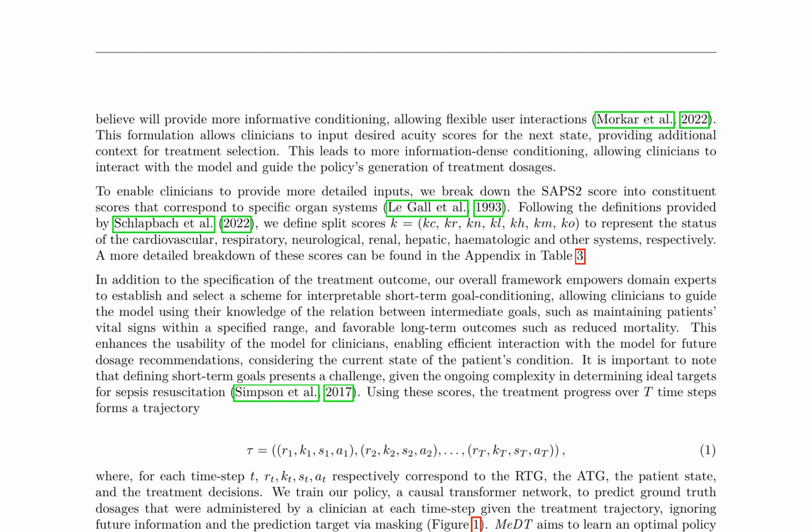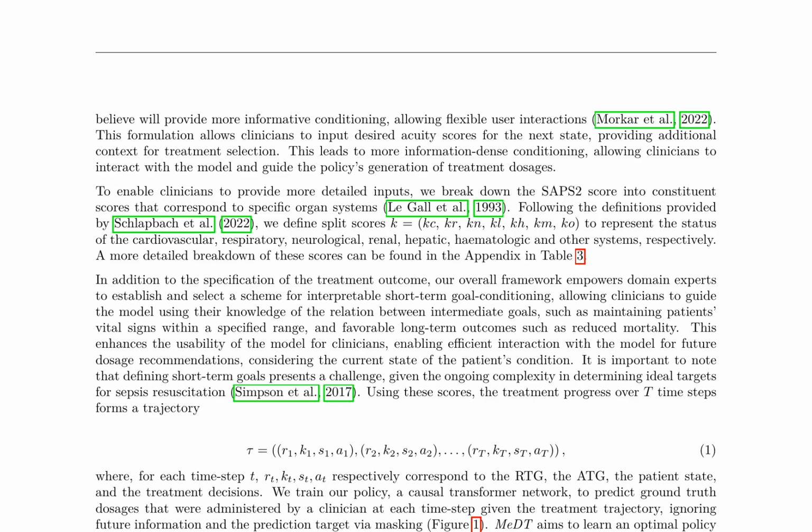The policy aims to learn an optimal policy distribution, ignoring future information and the prediction target via masking. The model architecture uses an encoder with linear and normalization layers for each input type, capturing temporal dynamics using learned position embeddings. The learned policy is evaluated in an observational setting using a model-based off-policy evaluation approach.